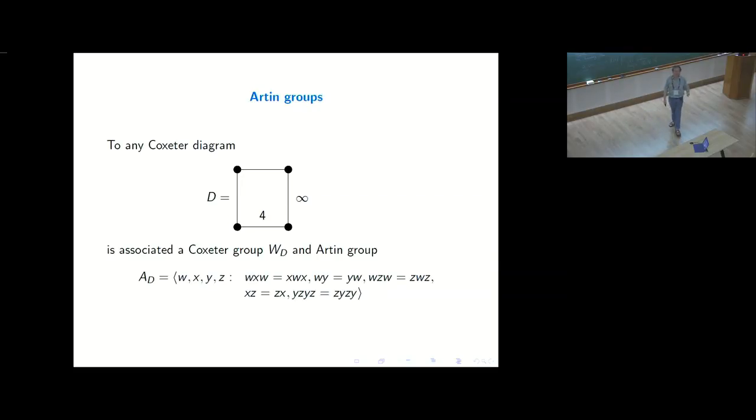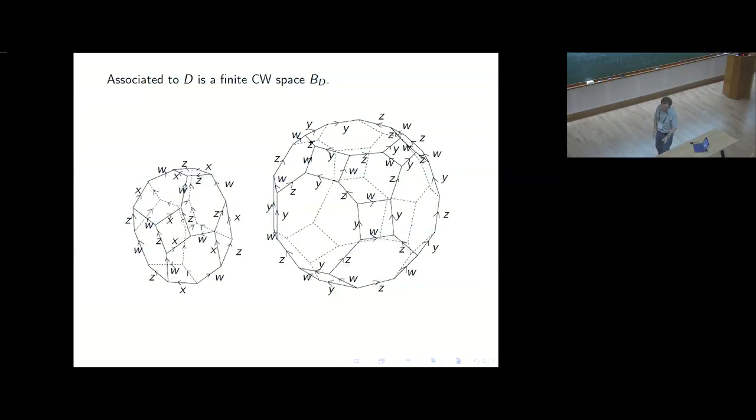Can we calculate its cohomology? We have to build a space. How about the following?